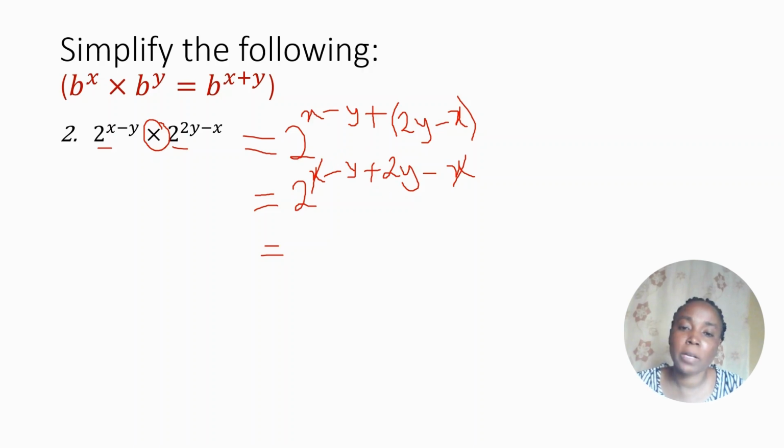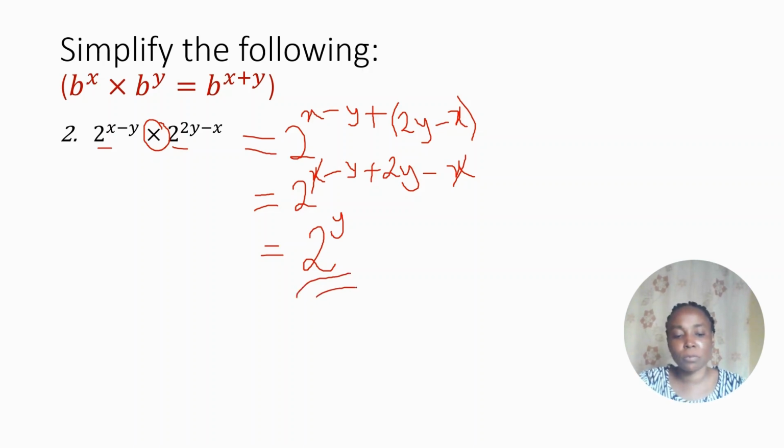So what is 2 minus 1? 2 minus 1 is 1. So it implies that my answer here should give me a y. So your answer will be 2 raised to power y. 2 raised to power y, and that is your answer, lovelies. So it is very simple and straightforward.